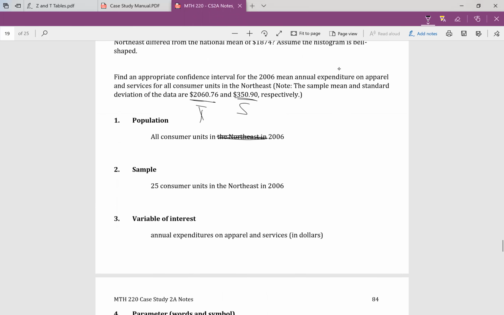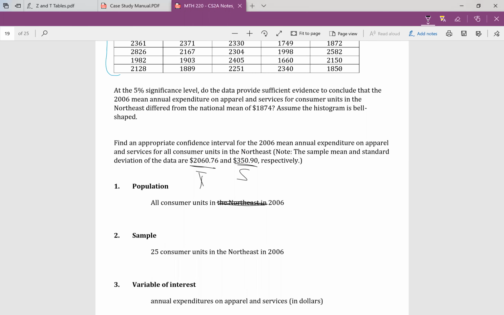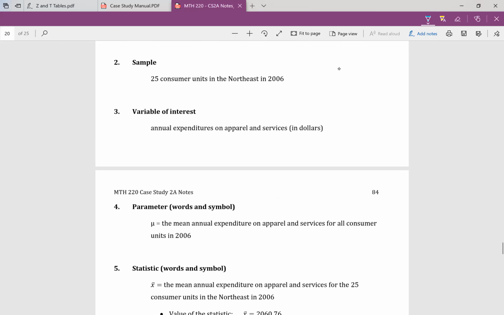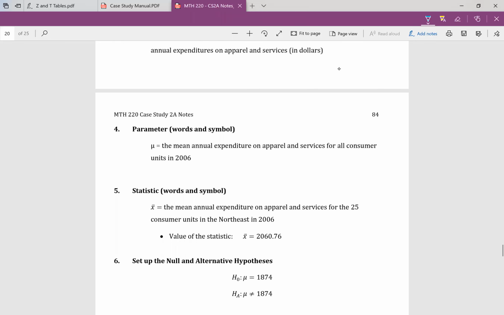The next thing we need to do is set up the null and alternative hypothesis. I'm going to go up here and point out where I saw the null and alternative hypothesis. At the 5% significance level, do the data provide sufficient evidence to conclude that the 2006 mean annual expenditure on apparel and services for consumer units in the Northeast differed from the national mean of 1874? So that means our H0 is mu equals 1874, and HA is mu does not equal 1874.